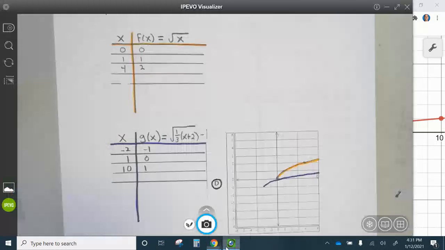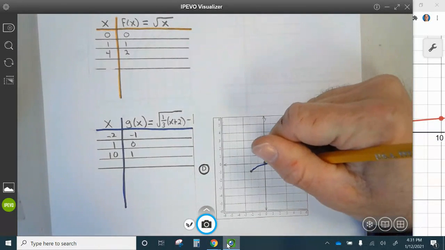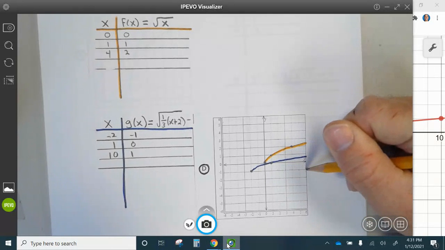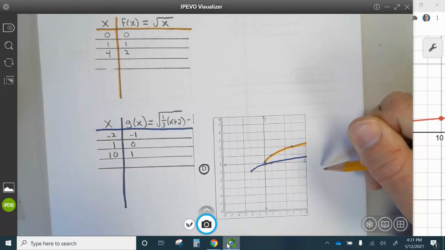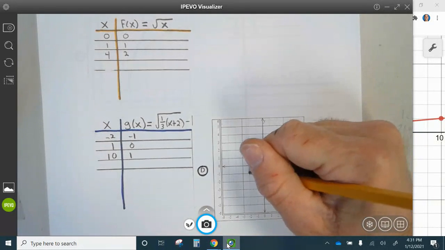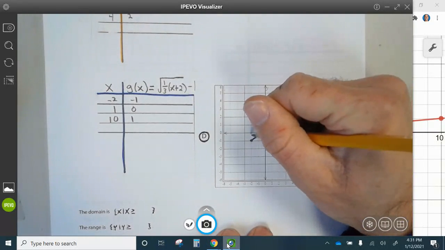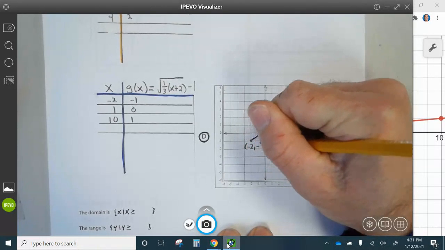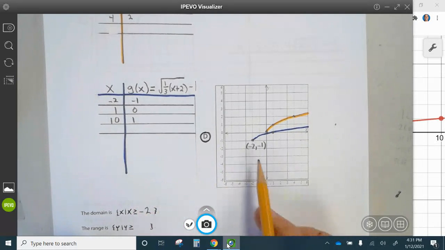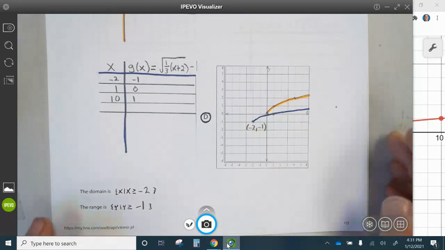So let's graph those points. Negative 2, negative 1 is right here. 1, 0 is right here. 10, 1: 1, 2, 3, 4, 5, 6, 7, 8, 9, 10. 1 is about right there. We don't even really need that point. These points were enough. So now for the domain, the important point is this, negative 2, negative 1. So the domain is x greater than or equal to negative 2, and the range is y greater than or equal to negative 1. I'm going to finish up question number 11.